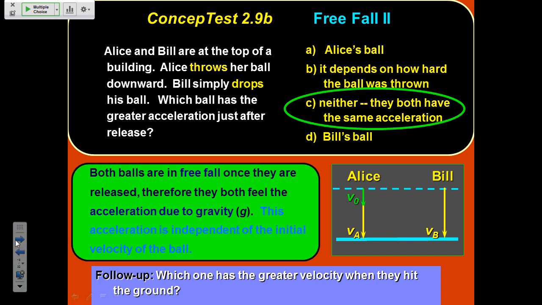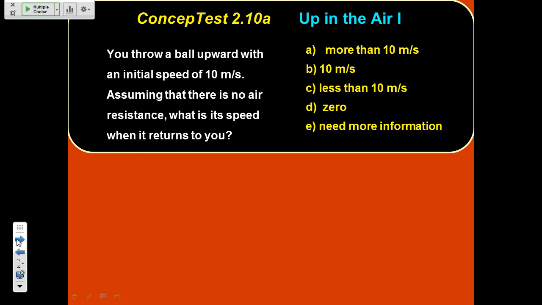Which one has the greater velocity when they hit the ground? Alice's or Bill's? Alice's has the greater, because she gives it an initial velocity when she throws it.